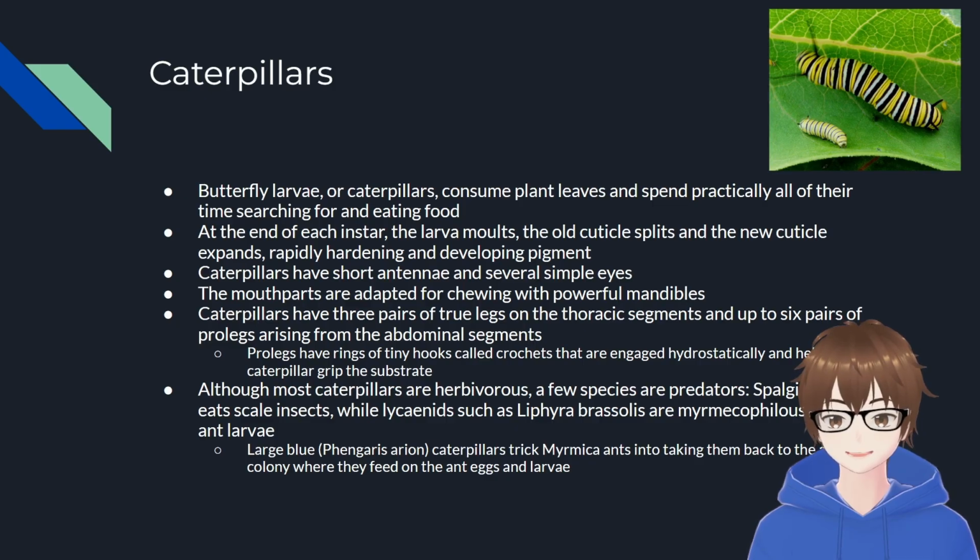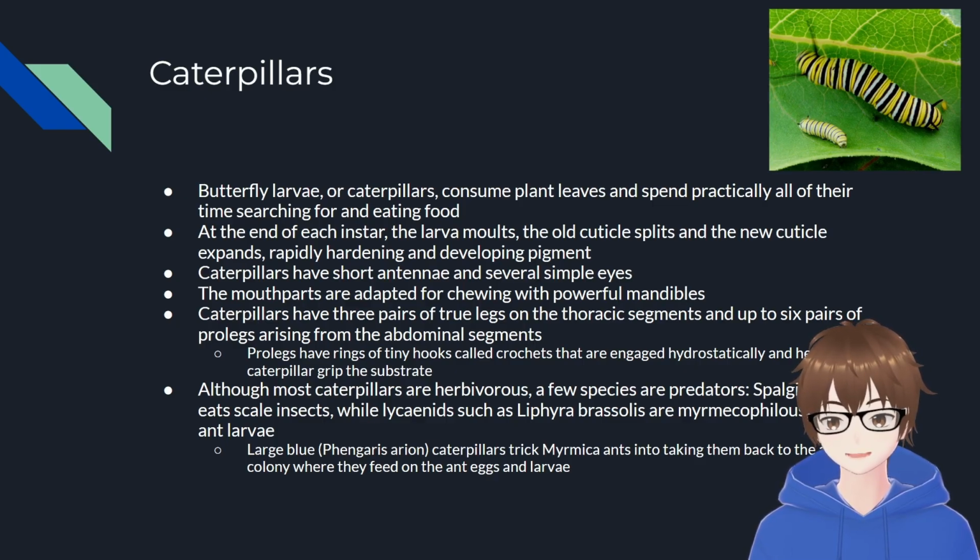Caterpillars have short antennae and also have several simple eyes. The mouth parts are adapted for chewing with powerful mandibles, and caterpillars have 3 pairs of true legs on the thoracic segment and up to 6 pairs of prolegs arising from the abdominal segments. The prolegs have rings of tiny hooks that are engaged hydrostatically and help the caterpillar grip the substrate.